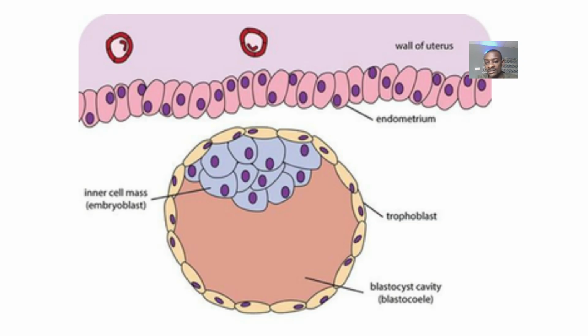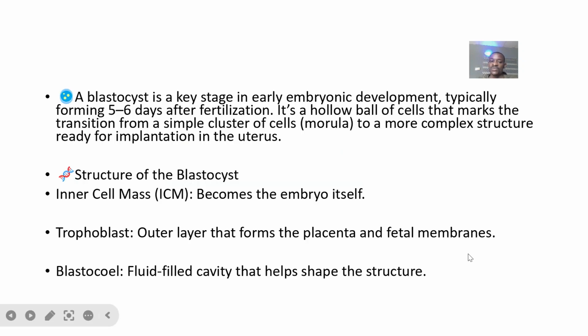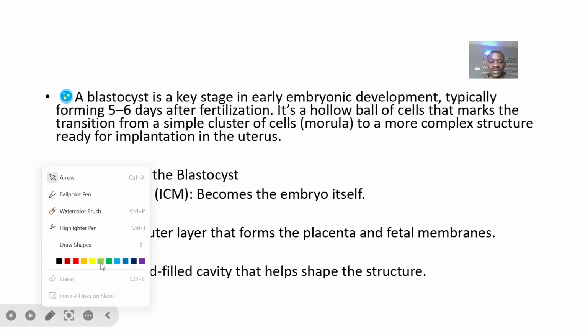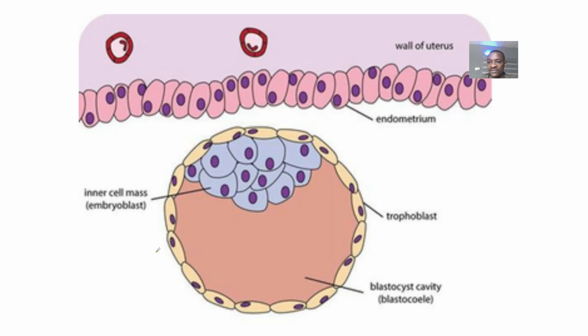Blastocyst is just another stage. After there's fertilization, the embryo starts dividing. All right, one cell becomes two cells become three, and like that. So for the blastocyst, it's just a key stage in early embryonic development. Typically, you have a blastocyst 5 to 6 days after fertilization.